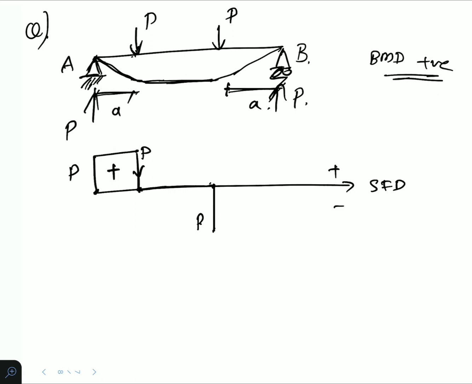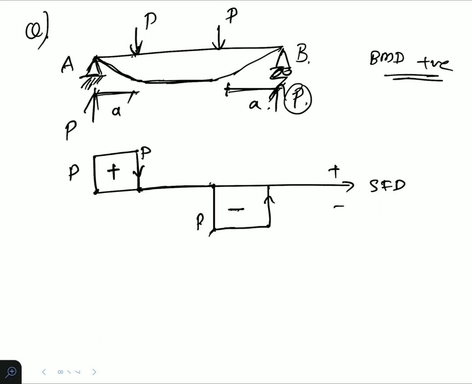Because the left portion is pushing it downwards, it will be negative. So it will move like this till it reaches here, where the P force will push it upside. We are just tracing the paths of the loads. Okay, so this is our shear force diagram.